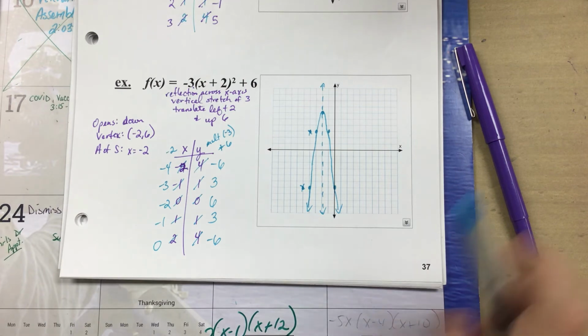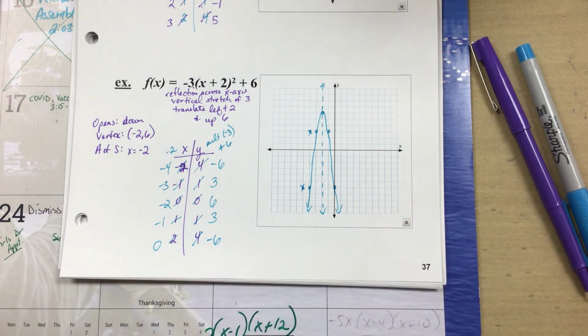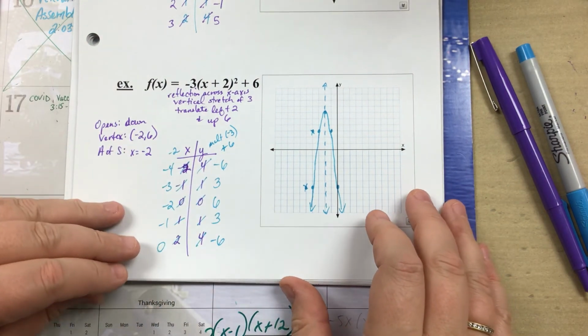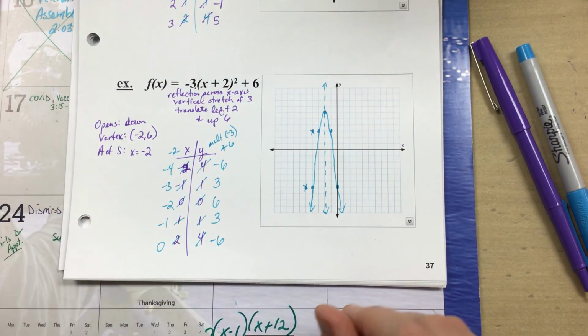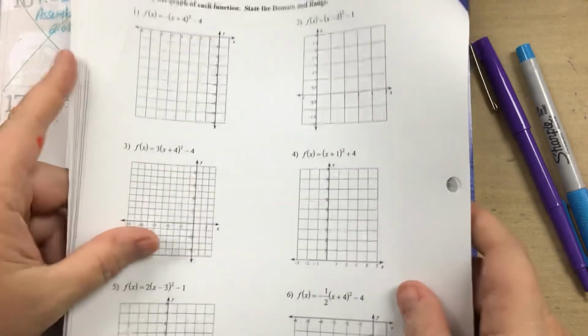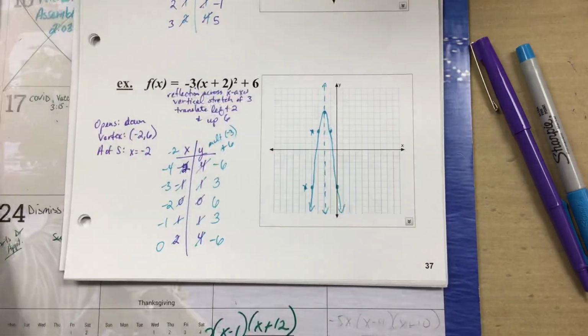Okay, so for today, you're going to be continuing on in your packet with the next worksheet, which should be lesson 9.3, day 2. Again, you're going to graph these quadratic functions in vertex form based on transformations. So it looks like this particular worksheet here. Okay, and then there are a total of 22 problems on that. If you have questions, please let me know.